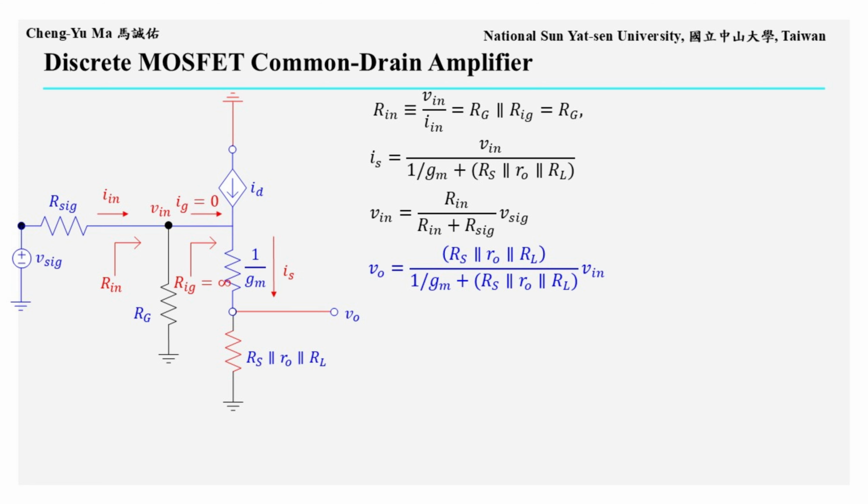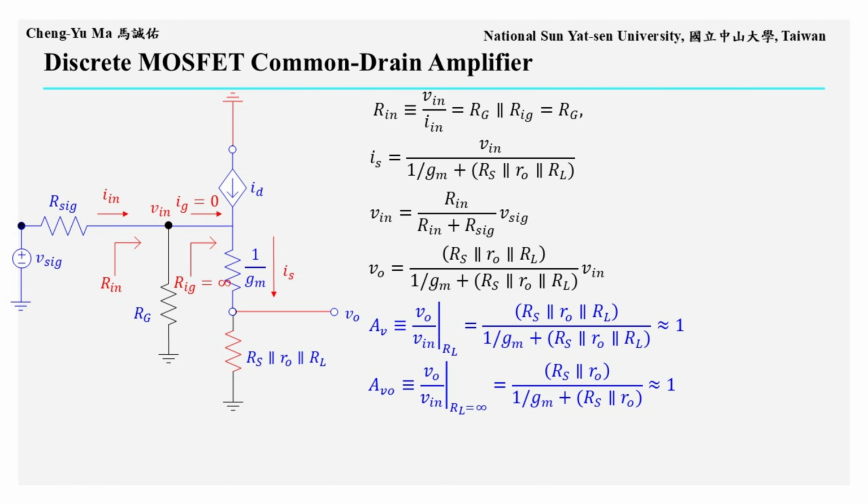Therefore, by voltage division, Vo equals the parallel combination of Rs, Ro, and Rl divided by the quantity 1 over Gm plus that same parallel combination, then multiplied by Vin. The same result can also be obtained by using Is times Rs in parallel with Ro and Rl. From the relationship between Vo and Vin, the voltage gain of the CD amplifier is AV equals Vo over Vin. This equals the parallel combination of Rs, Ro, and Rl divided by 1 over Gm plus that same parallel combination.